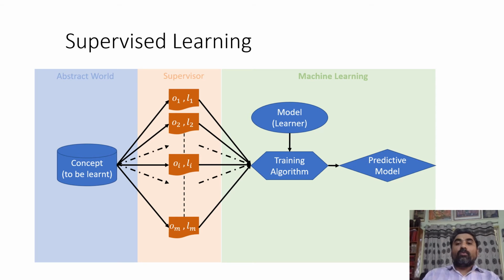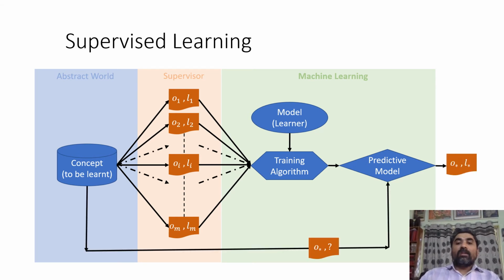And of course, once you have a predictive model, one can simply ask the predictive model what is the label for a new fruit image, and you would perhaps get the right label for the corresponding fruit. Okay, so this is basically the typical pipeline of supervised as well as unsupervised learning.